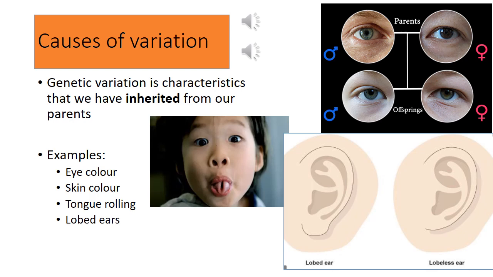That can happen for reasons that we will look at in later videos. But some examples of variation that is only inherited from our parents are things like eye colour, skin colour, tongue rolling, like can you roll your tongue or can't you?